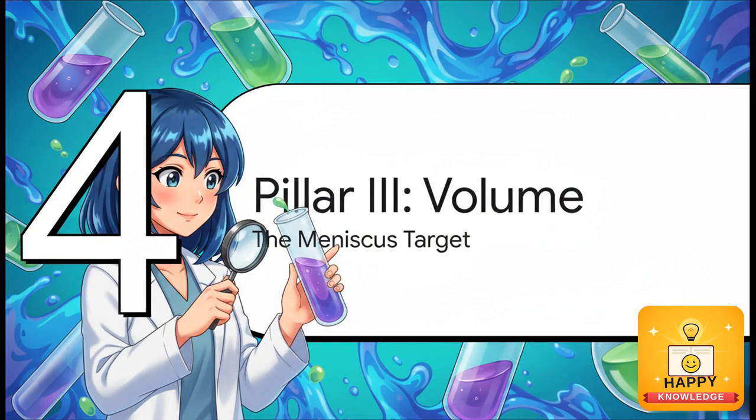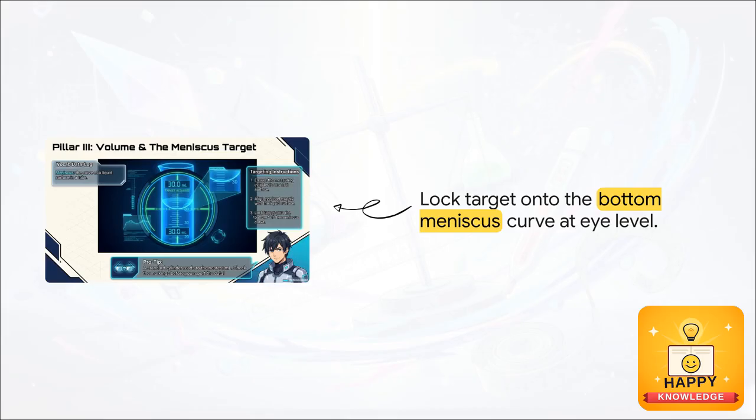And now we hit Pillar 3, volume, the meniscus target. Volume is simply the amount of space something takes up. Now, when you're measuring liquids with a graduated cylinder, your accuracy totally depends on how you look at the fluid level. Seriously, there's a strict protocol for this. You've got to rest your cylinder on a flat surface and then physically drop your head down so your eyes are perfectly aligned with the liquid.